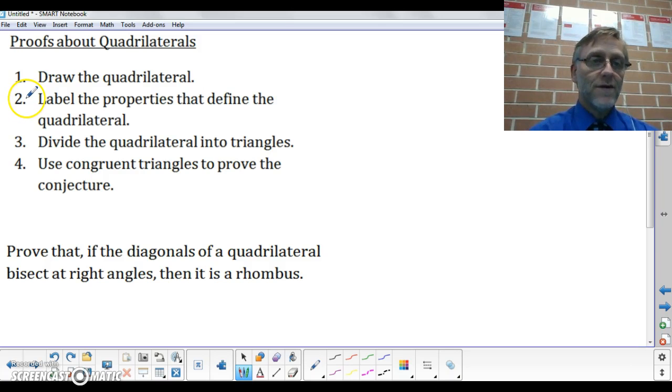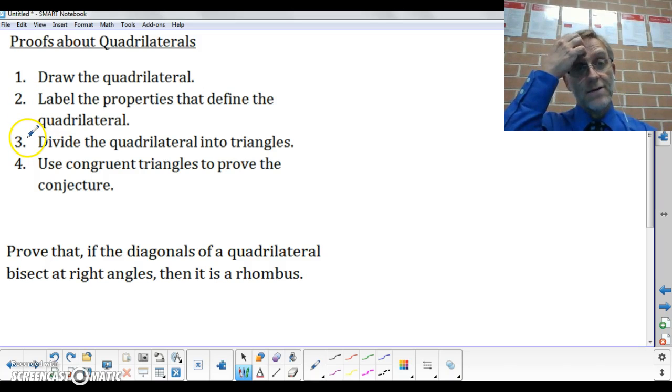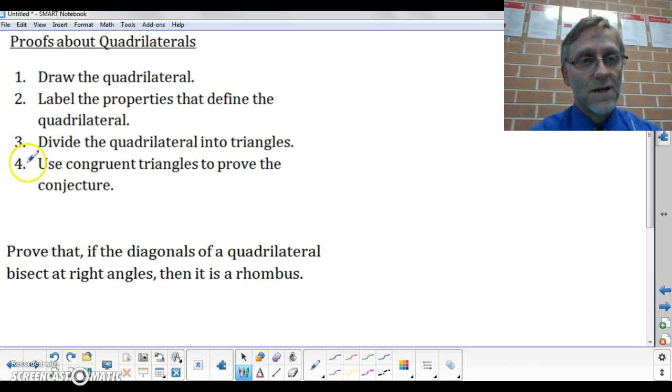Then you label the properties that define the quadrilateral. So you remember in the previous example, I labelled the corners and I showed that I meant the sides to be the same length. You divide the quadrilateral up into triangles, so you might need to draw a diagonal in. And then you use congruent triangles to prove the conjecture. So pause the video here, write down the notes if you need to. Otherwise, just stick with me and I'll do a more difficult example.